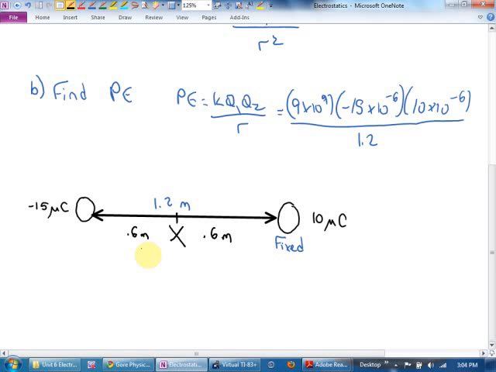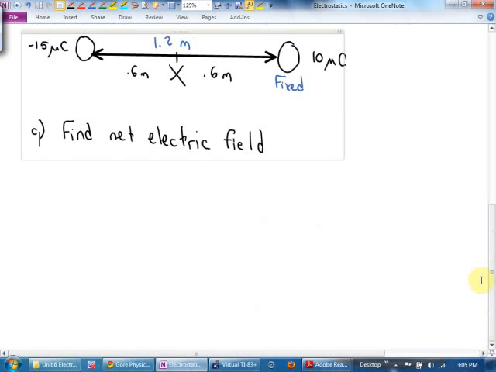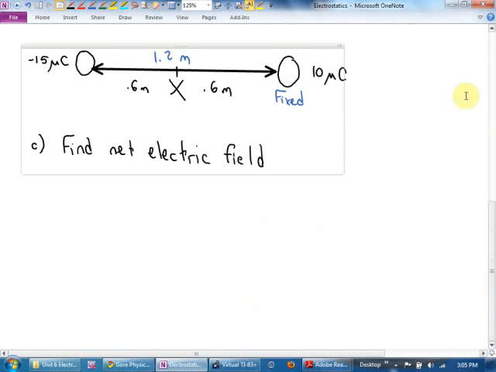At a location, I can say, find the net electric field. Find the net electric field.